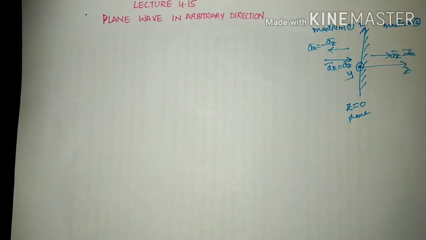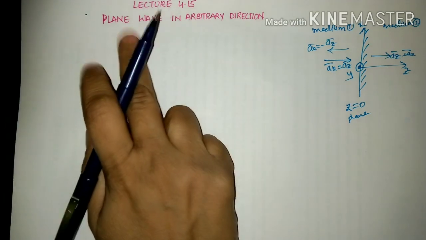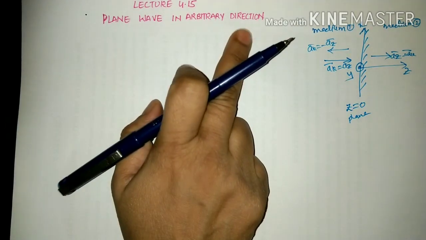Hence, in order to study the oblique incidence of the electromagnetic wave at the medium interface, first we have to derive the mathematical expression for the wave propagating in some arbitrary direction. So in this lecture we are going to first start studying the plane wave in some arbitrary direction.